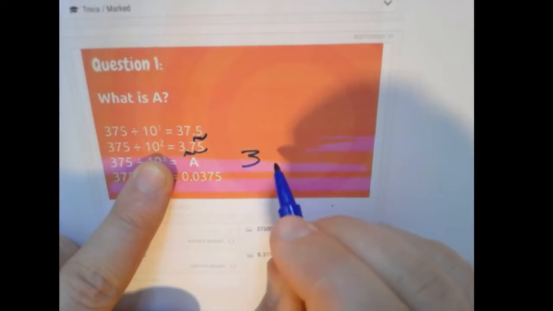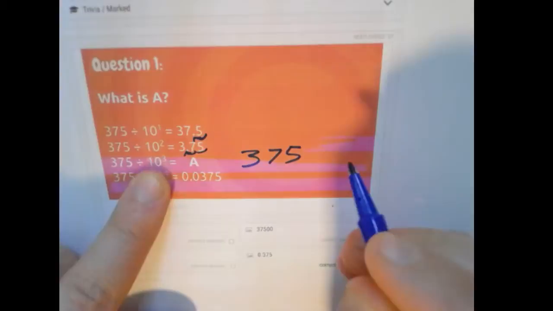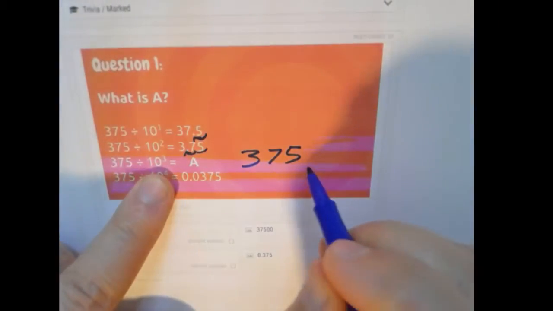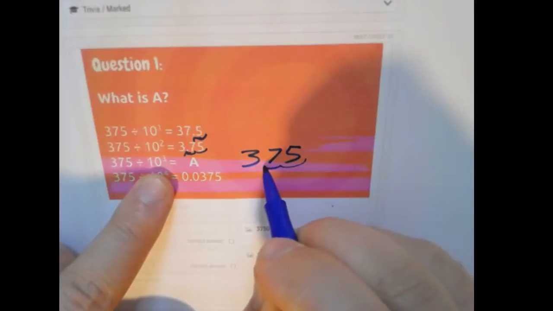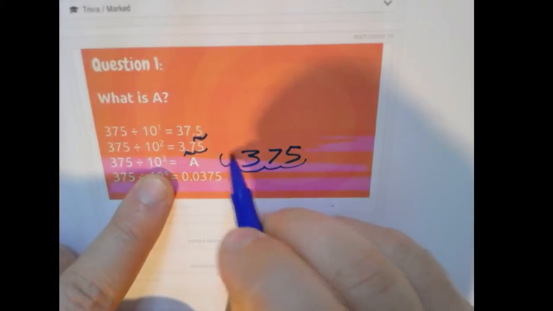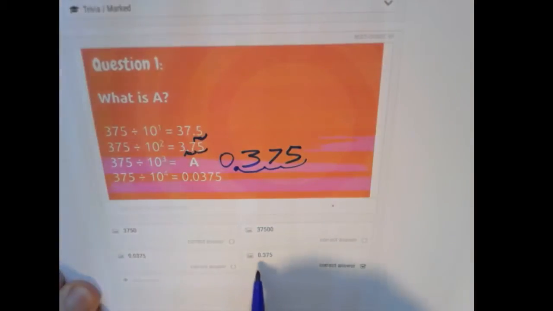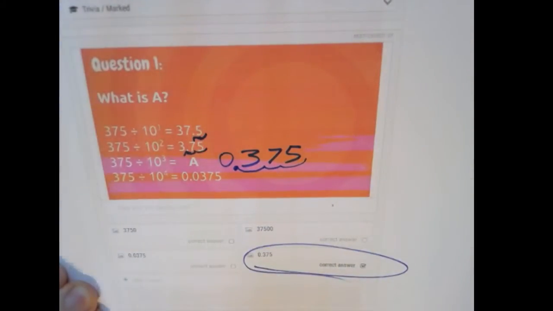So what do you think is going to happen if we divide 375 by 10 to the third? I bet we would move it 1, 2, 3 spots, and we'd be left with 0.375. And there's our answer for our first question.